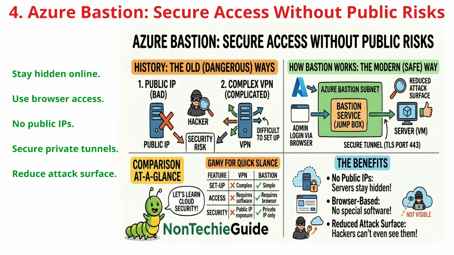Instead of opening your server to the world, you simply log into the Azure portal using your standard web browser. Bastion then creates a secure, encrypted tunnel directly to your server using its private IP address. Because your servers stay hidden without any public entry points, hackers can't even see them, let alone attack them. It's secure, simple, and requires no special software, just you and your browser.